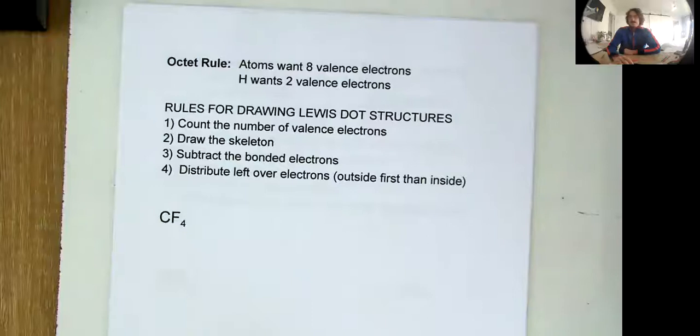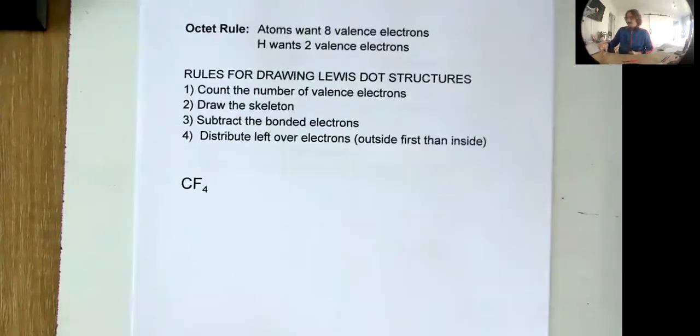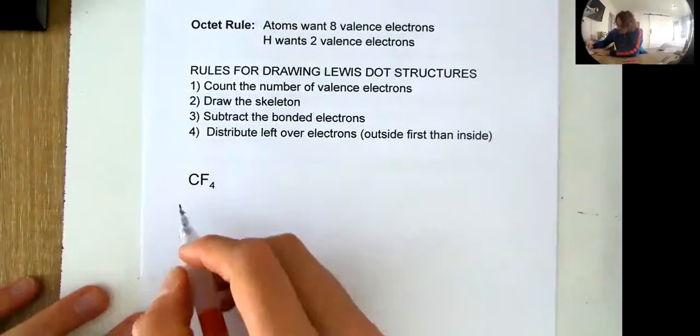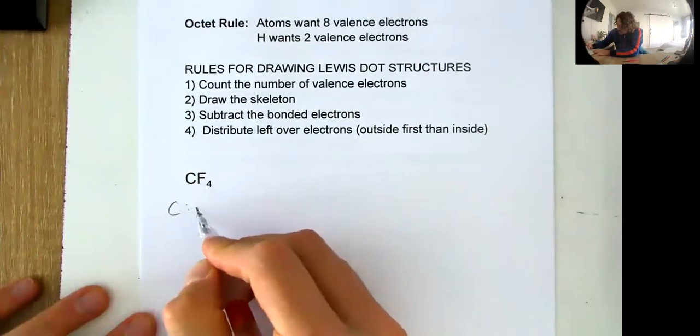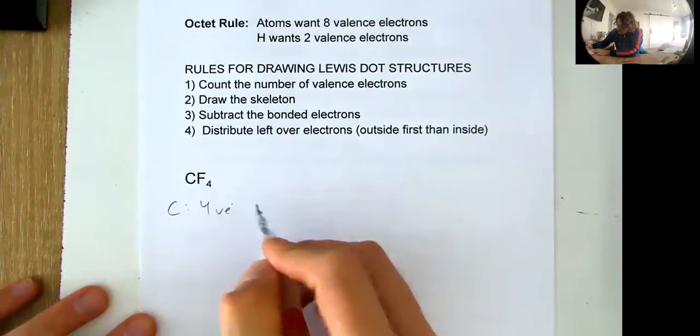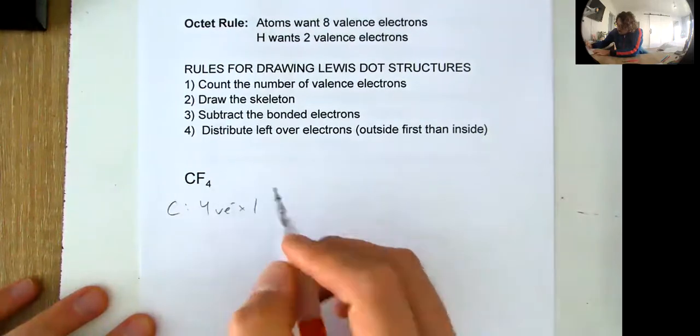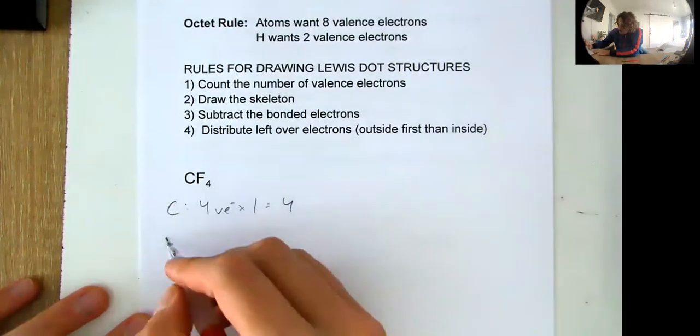Good job, everybody. You're doing great. We're going to get into more difficult examples. All right, so same rules apply, but it's a different example. So we know that we need to count the number of valence electrons. Carbon has 4 valence electrons. There's only one of those, so carbon brings in 4.